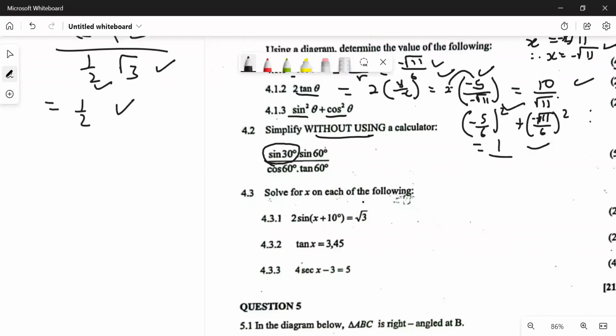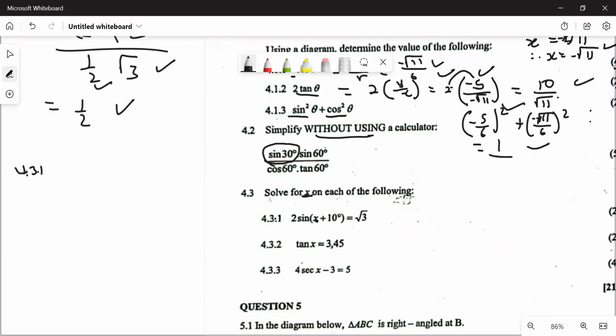Okay, they say solve for x for each of the following. We're given 2 sine (x + 10) = √3. What are you solving for here? You're solving for x. Unlike the previous one, where they asked us for the tan of theta, here you are going to tell us what x is. We want to know what x is. Okay, 4.3.1.